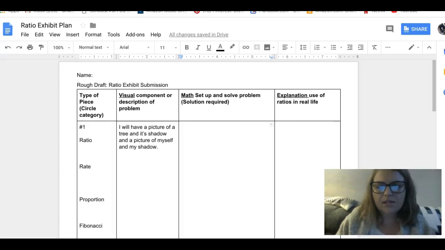Hi students, this is a quick overview tutorial of what this ratio exhibit draft is and how to use it. So I need you to think of this just as a guideline. This is just a brainstorm to organize your thoughts.